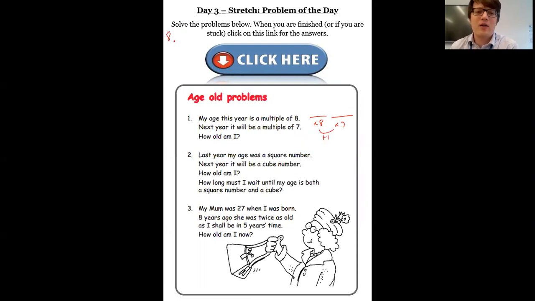So let's think about our multiples of 8 first. It might really help to write those out. Remember, when I'm stuck on a problem, sometimes writing down what I know can help me find a way in. There's nothing wrong with being stuck as a mathematician. That's what mathematicians do. They are stuck and then they solve a problem. So I'll do our 7s as well, because I need that information.